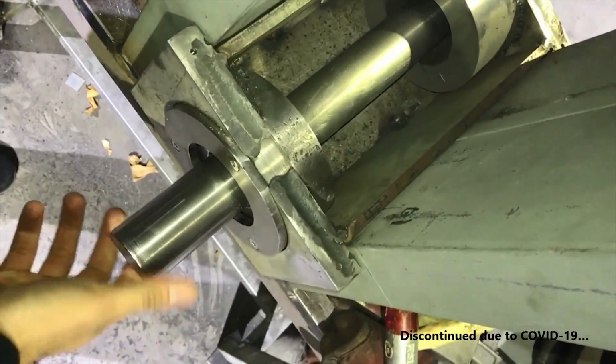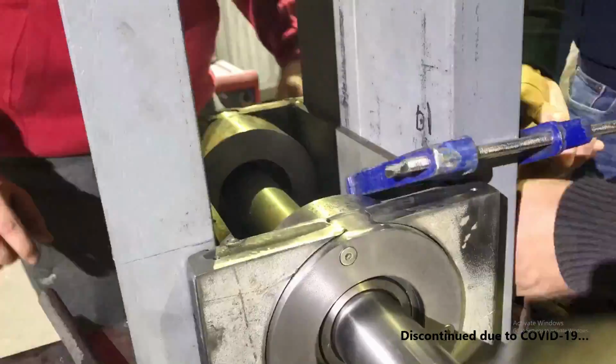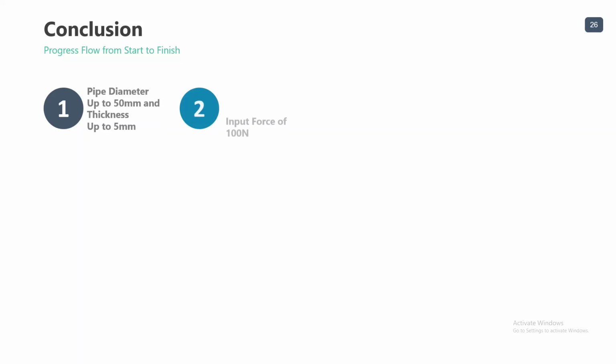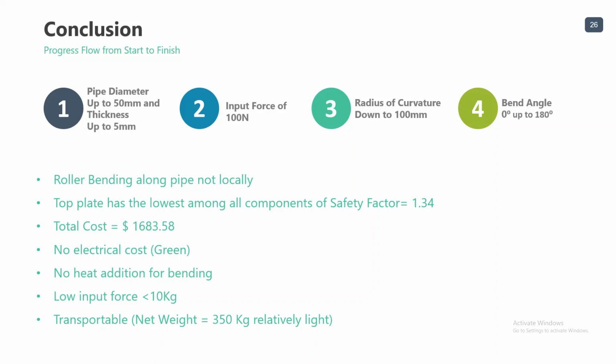A complete 3D model was then drafted and continuously modified after testing it in static simulations. The machine has 4 constraints, which are: the machine can bend a pipe with a diameter up to 50 mm and thickness up to 5 mm, a radius of curvature down to 100 mm, and finally a bend angle up to 180 degrees. The simulations resulted in a safety factor of 2.65 for the top plate, which was the lowest.